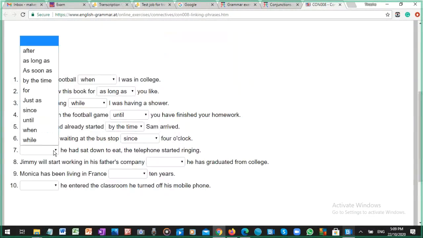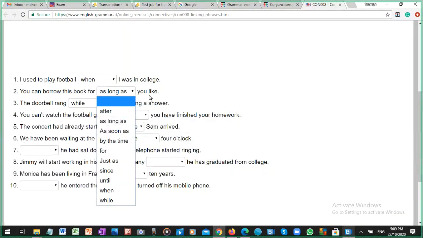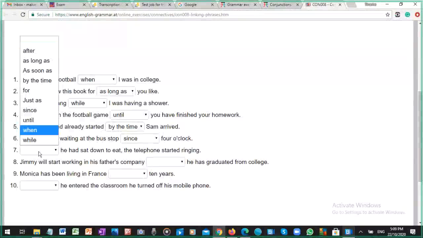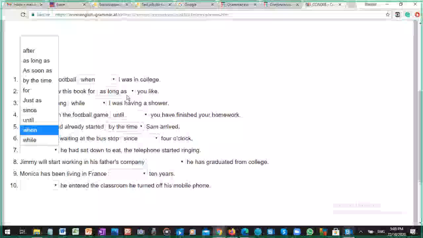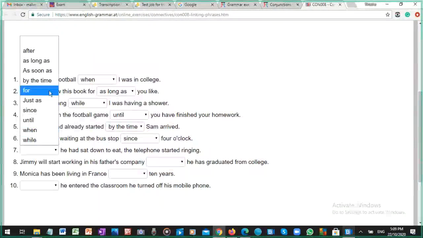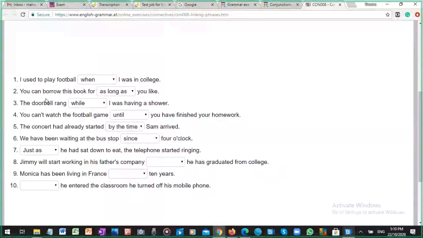The next one. Dash he sat down to eat. The telephone started ringing. As long as. Try again. Not quite. We've already used as long as. You can borrow this book for as long as you like. So it can't be that answer, because we've already used it. There are 10 answers and 10 questions. So which one is the correct one? Just as he sat down to eat, the telephone started ringing. Is that okay?